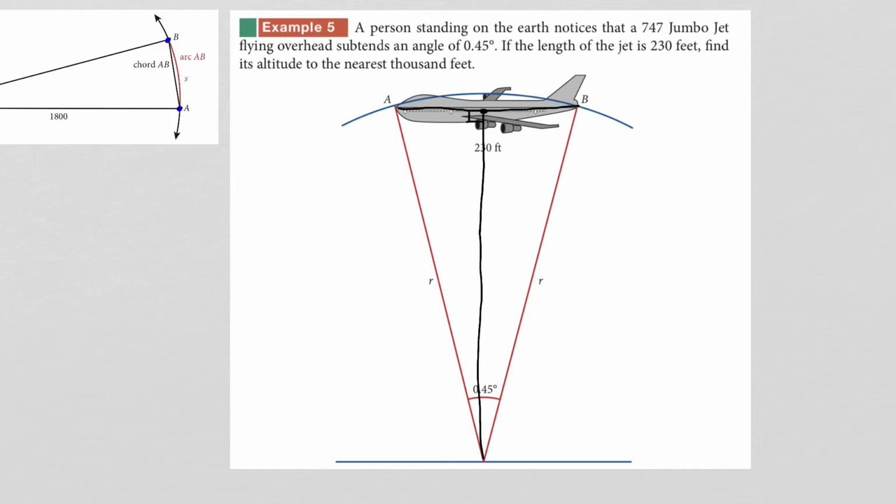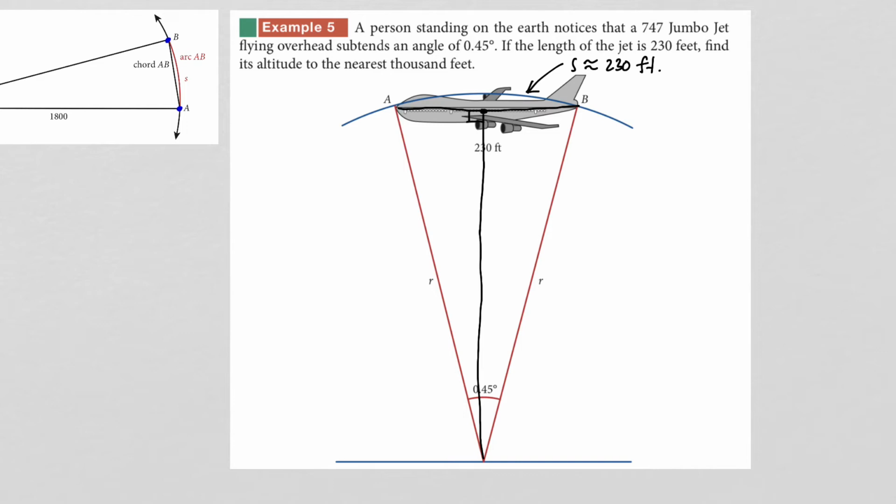Now, we already know that the arc length from A to B is approximately equal to the length of the jet because of what we said over here. The length of the chord is very, very close to the arc length for very small angles. So the length of this arc AB, we can assume, is very close to 230 feet. So I'll label that now. S is approximately equal to 230 feet.